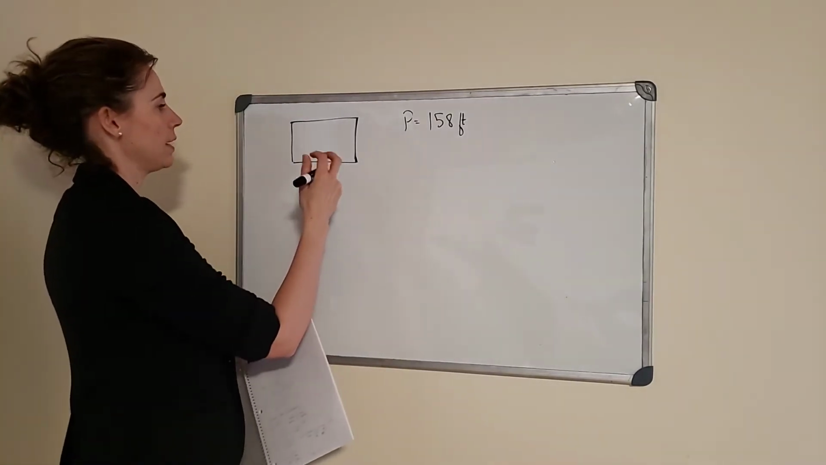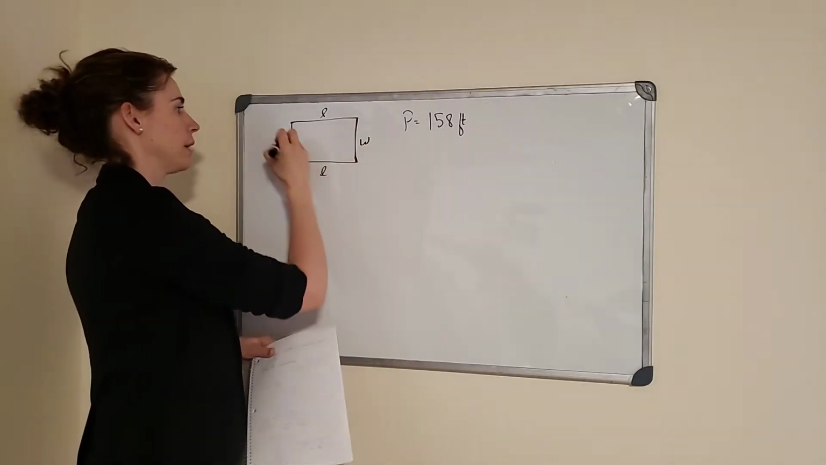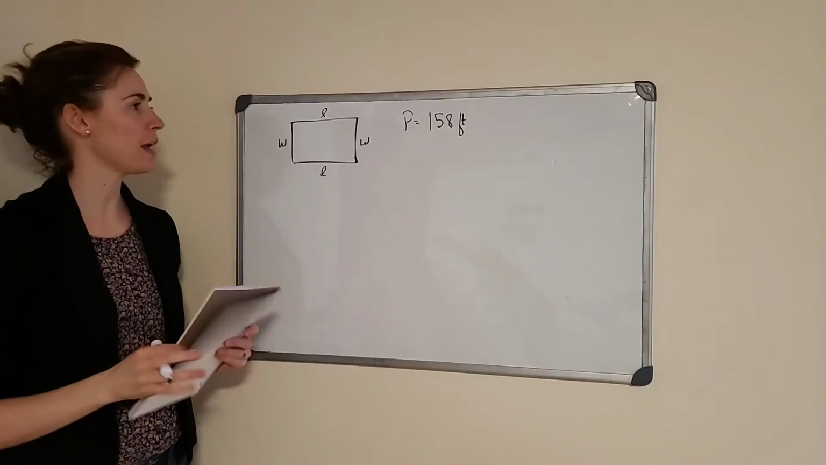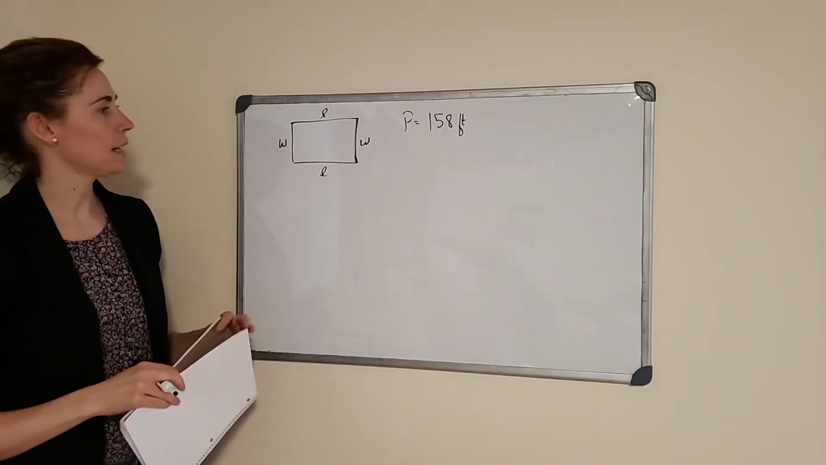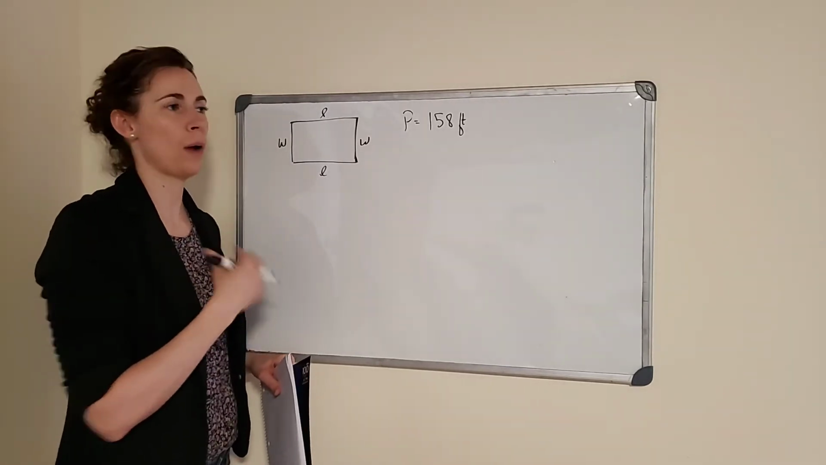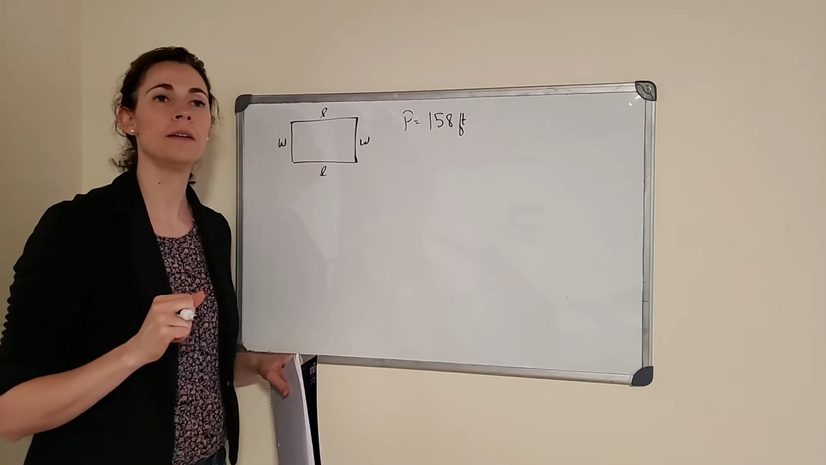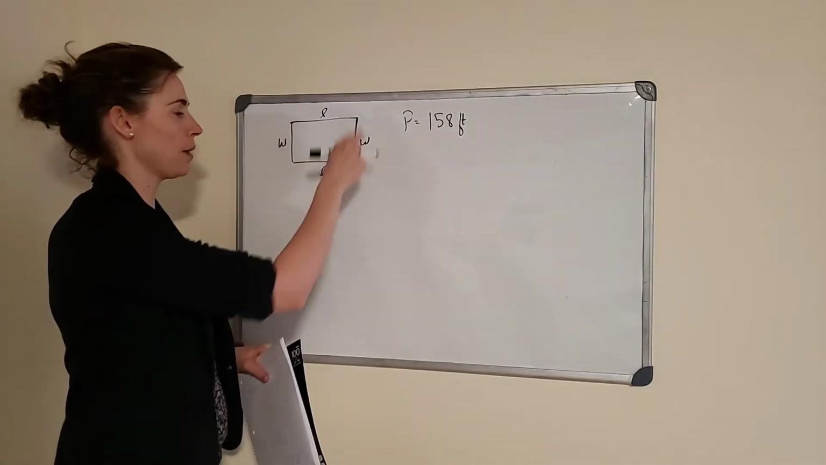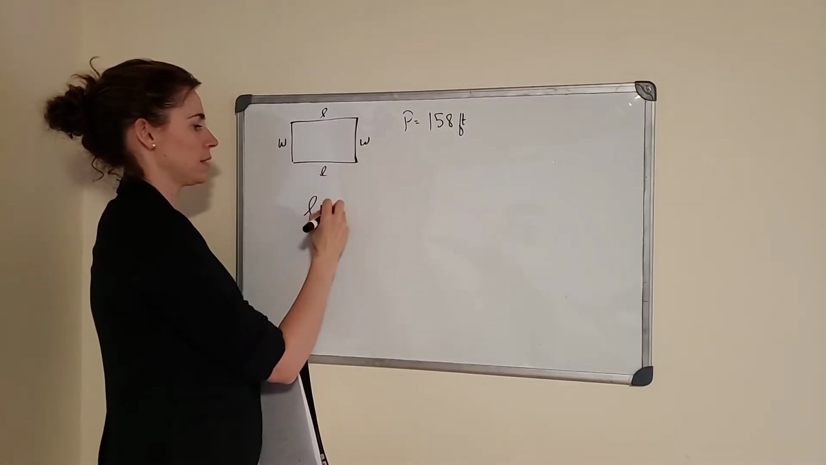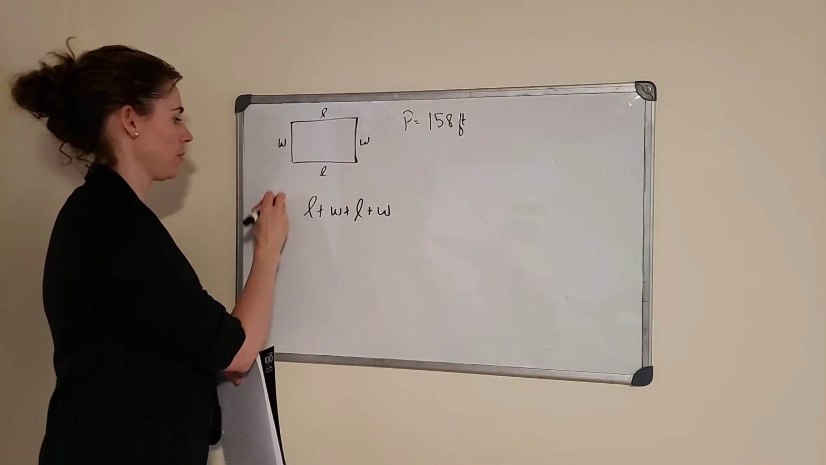Let's do these are length, it doesn't really matter, these are width, okay? So this is our stage, and the information that we've been given, if we were going to find perimeter of a rectangle, what is it? How would we find perimeter? Yes, Hannah. That's right, we add up all the sides, so L, let's say L plus W plus L plus W. This would be our perimeter.